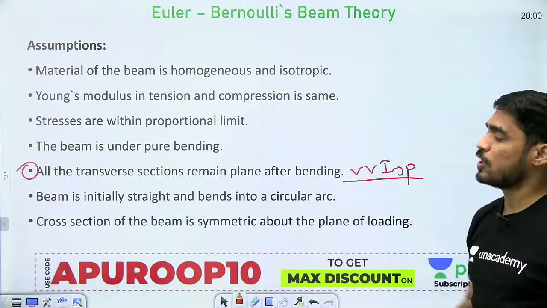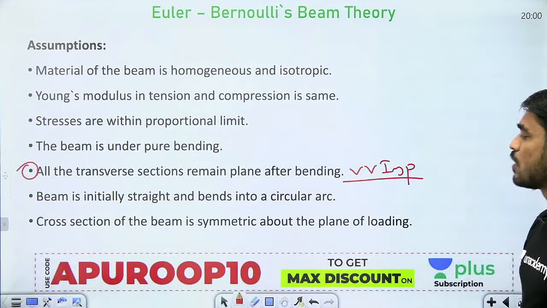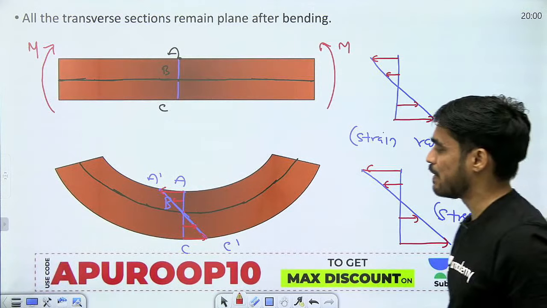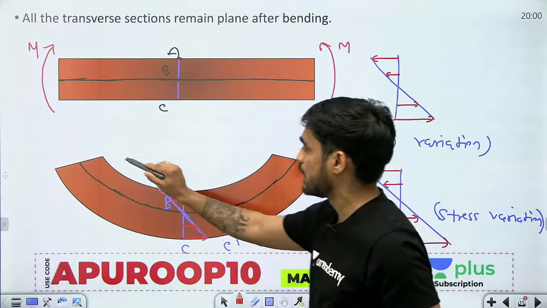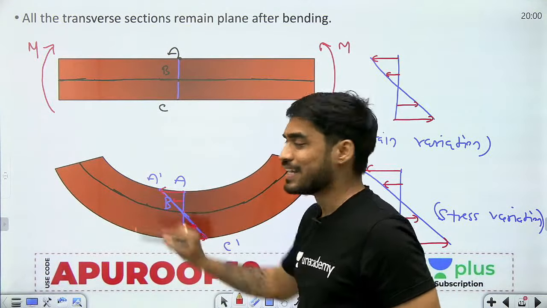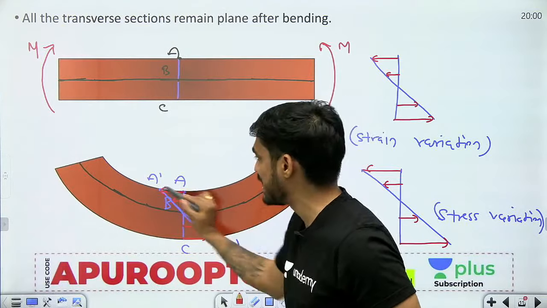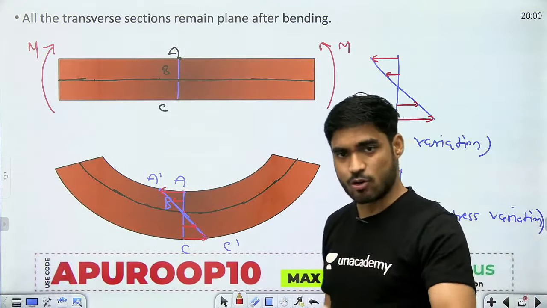Okay, let's move on to the next assumption. Beam is initially straight and bends into a circular arc. अब इसका क्या मतलब है बेटा? देखो जब बीम बेंड हो रही है, हमारा assumption क्या है? जब बीम बेंड हो रही है तो ये जो कर्व बन रहा है, this is a circular curve. This is a circular arc. Okay, that is our assumption in order to derive the equation of bending.